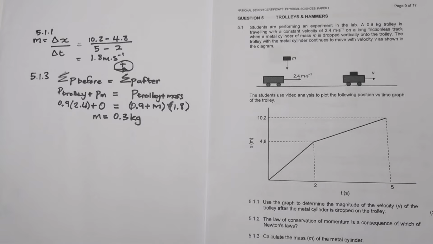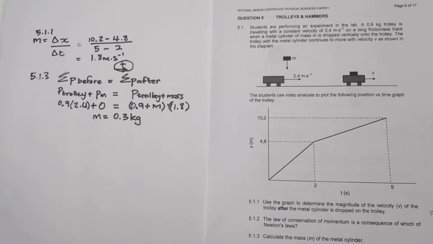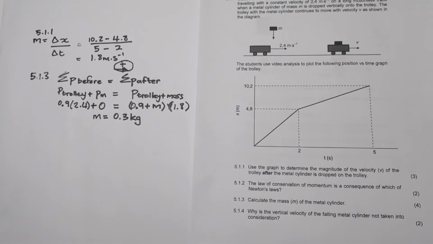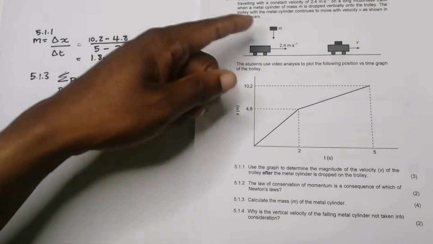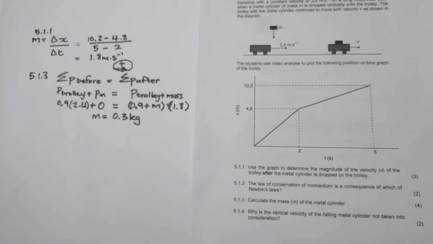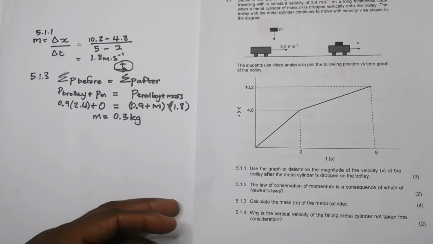Okay, we are moving swiftly. We found the mass. Now they ask why the vertical velocity of the falling metal cylinder, I should have said the momentum of the cylinder, was not taken into consideration. I think I'd already explained this part. Why did we not consider it? Well, the cylinder is actually moving vertically. So what is its change in position in the horizontal direction? There is absolutely no change in position, so that metal cylinder is moving at 0 velocity horizontally. I hope you will write that down in a way that you understand.